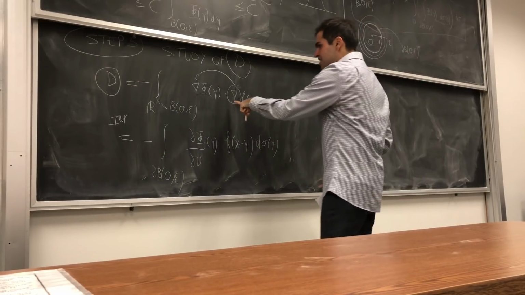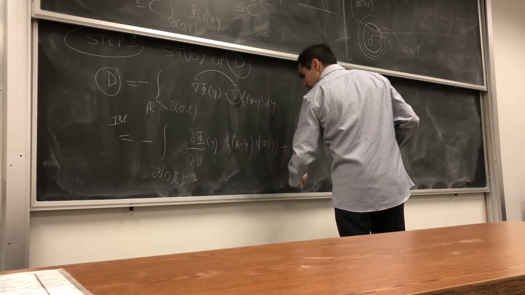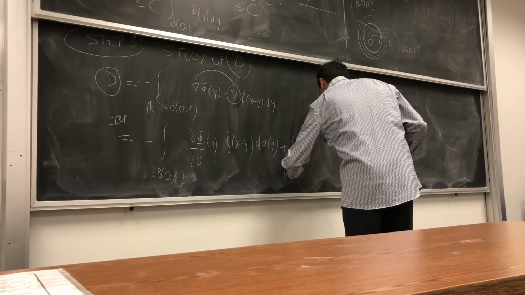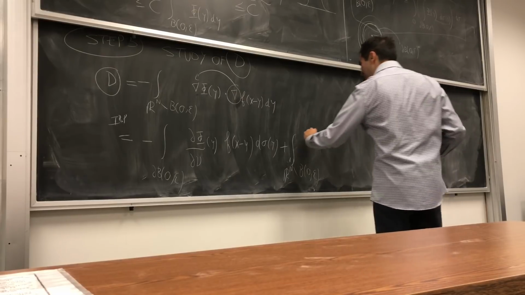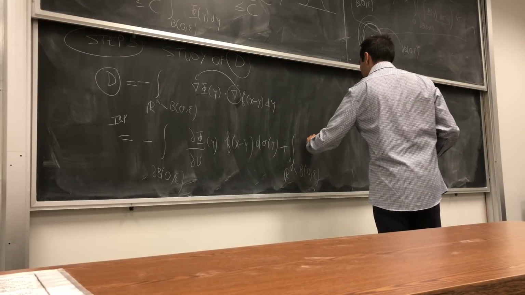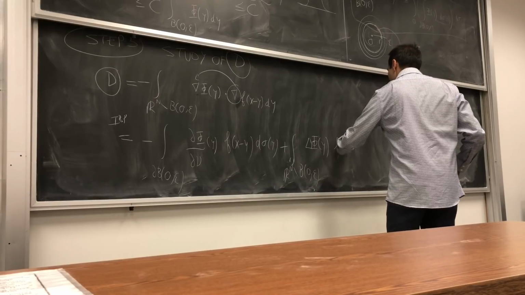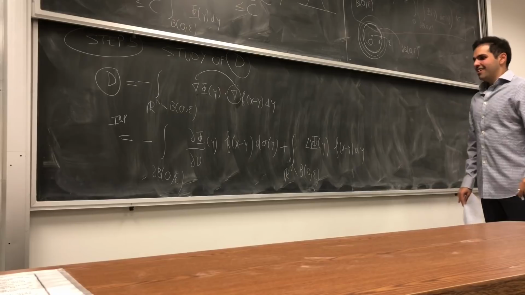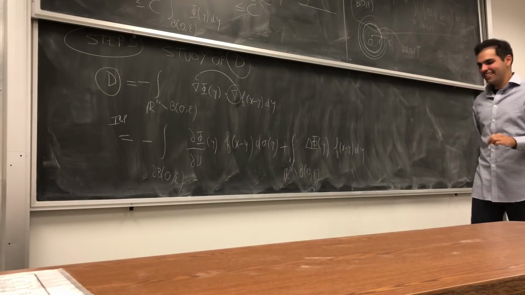And then minus minus, so plus the integral over the good region of Laplacian of phi of y times f of x minus y dy. Okay, nothing more than that.